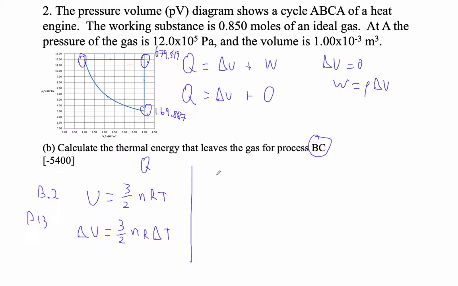Okay. But you can also do this. Since nRT equals PV, we can also find the change in U. Change in U is also equal to 3/2 change in pressure times volume. Try doing it both ways. Convince yourself that these are the same thing.